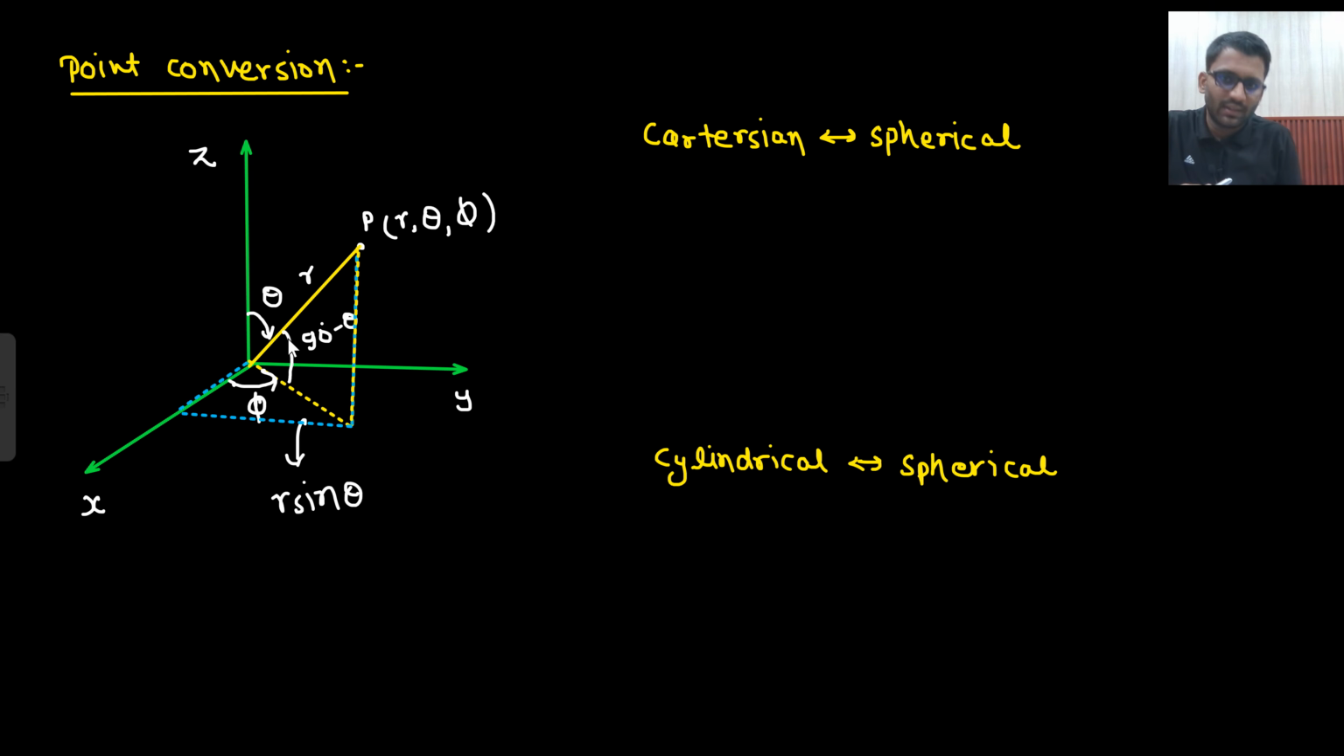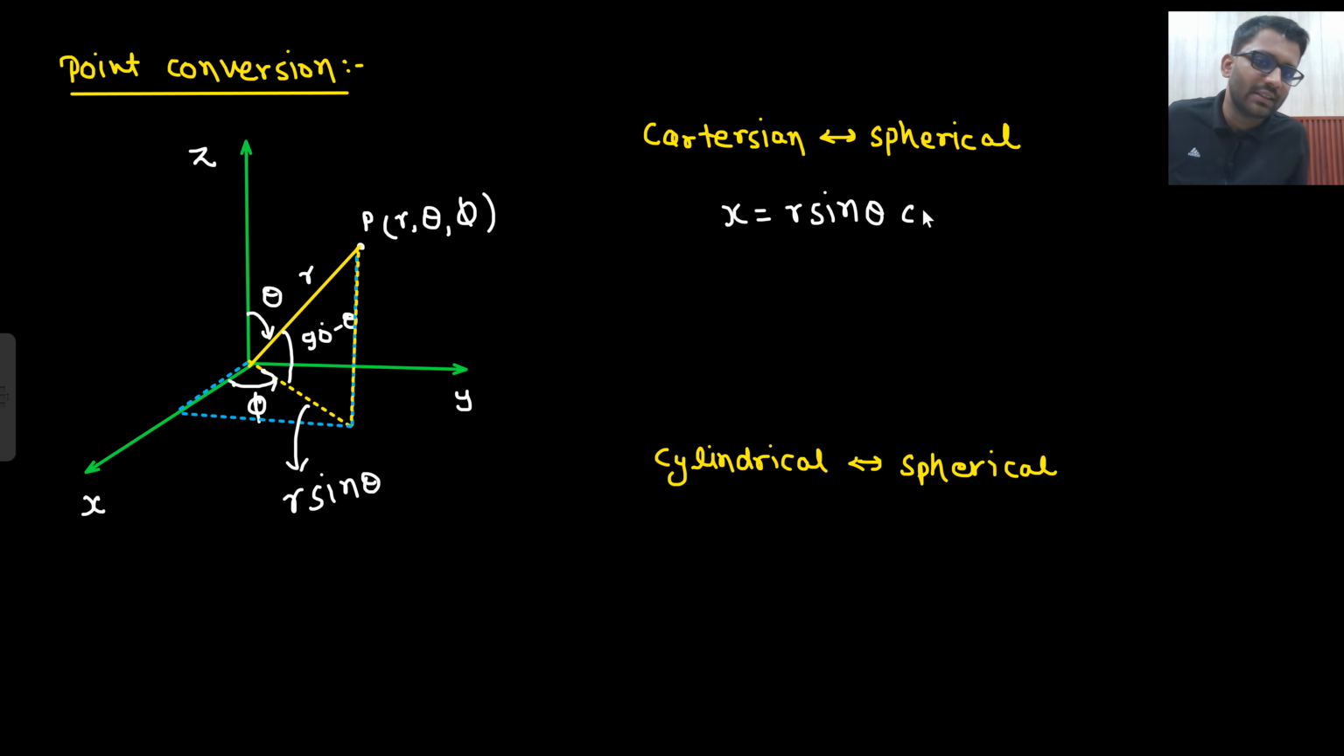Now this is your r. On the xy plane it has component r sin theta. This component is r cos(90 minus theta), that will be r sin theta. On the x axis it has r sin theta cos phi. So x is r sin theta cos phi. What about y? r sin theta is the same. This line is r sin theta. There is no doubt about that.